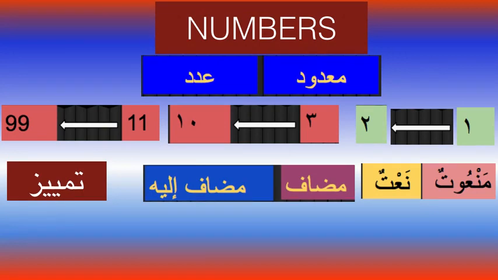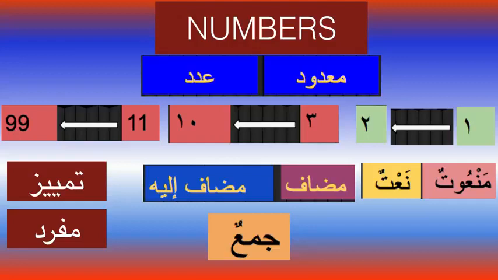Another characteristic from 3 to 10 is that the thing which is counted is always mentioned in jam'u, whereas from 11 to 99, the ma'dud comes as a mufrad and it will have a mansoob, double tanween fatha.